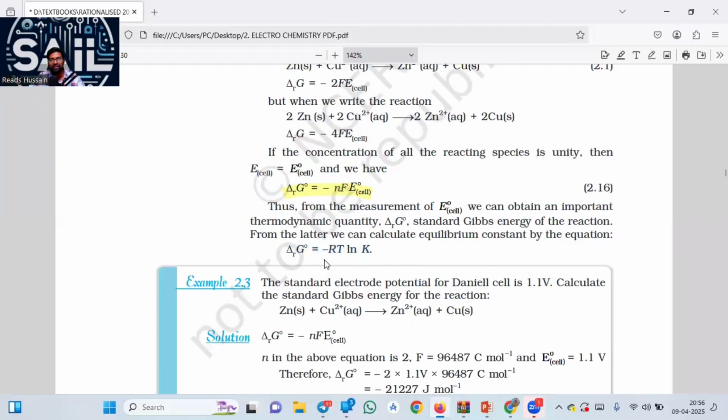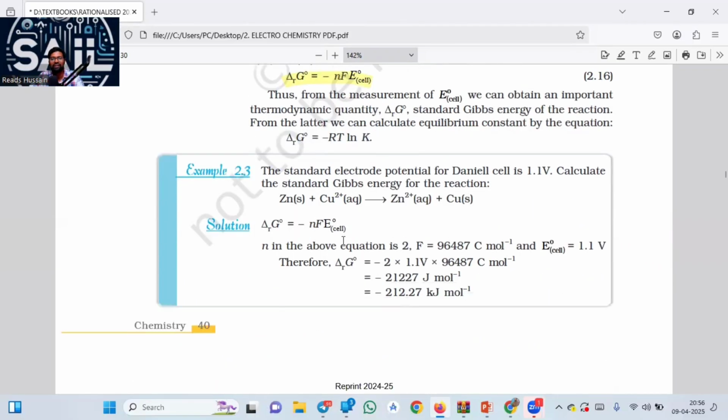What is this? R means gas constant, 8.314 joule per mole per Kelvin. T is the temperature. This is the logarithmic form. Ln means natural logarithm. K is the equilibrium constant. Right? Here all the things are given: standard Gibbs free energy and equilibrium constant. And here, one problem is given based on the formula that we have discussed above: Delta G naught is equal to minus nF E naught.